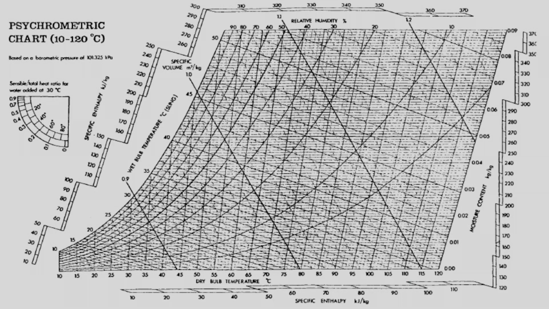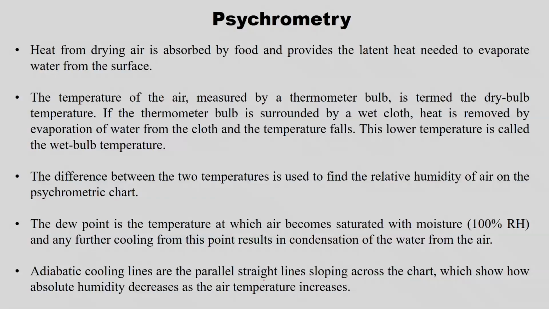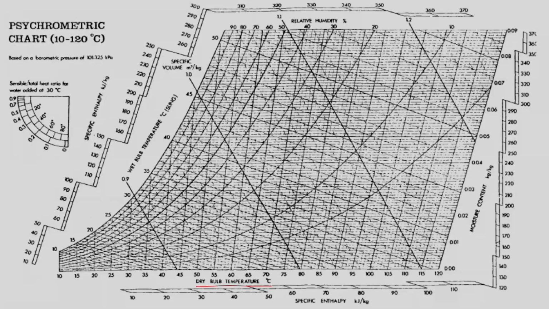This is the psychrometric chart. If you see here on the x axis, what you see is the dry bulb temperature, right. So, what is dry bulb temperature? The temperature of the air measured by a thermometer bulb is termed the dry bulb temperature. What we normally measure in labs is nothing but the dry bulb temperature, which is in degree centigrade, and on the slanting y axis it is given as the wet bulb temperature, right.